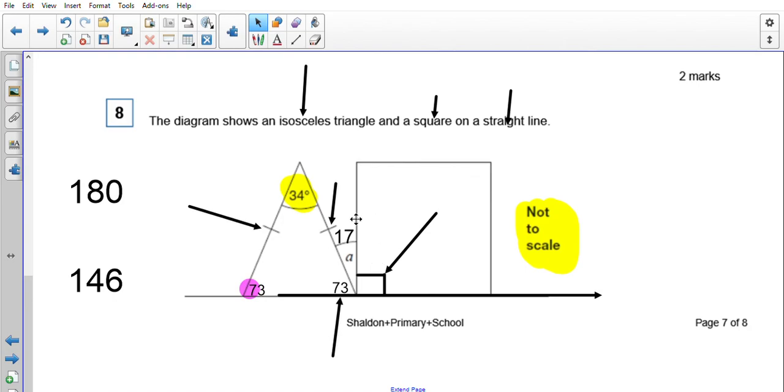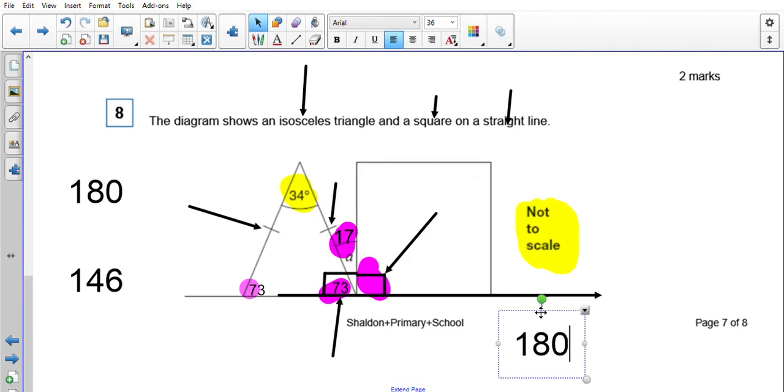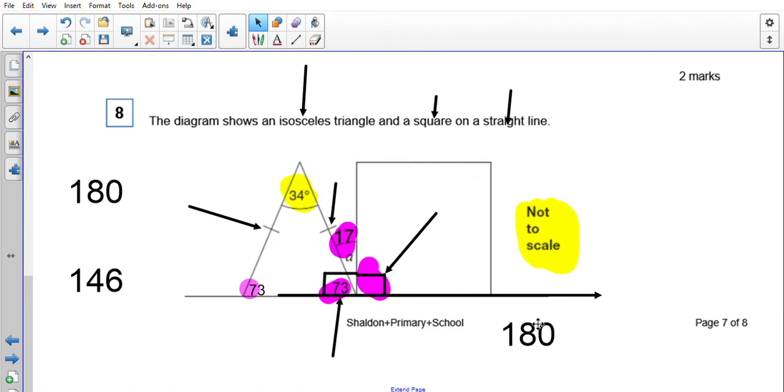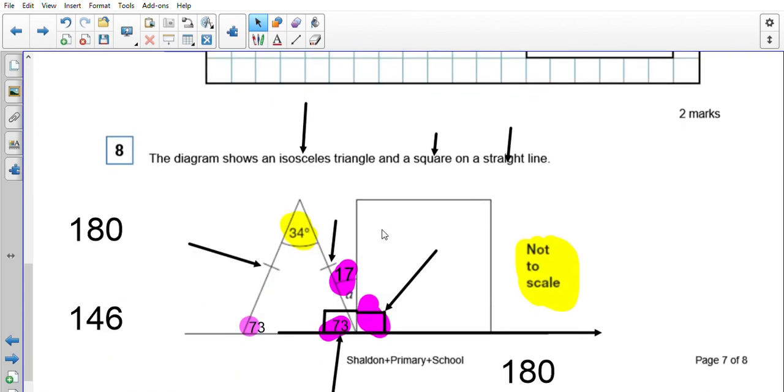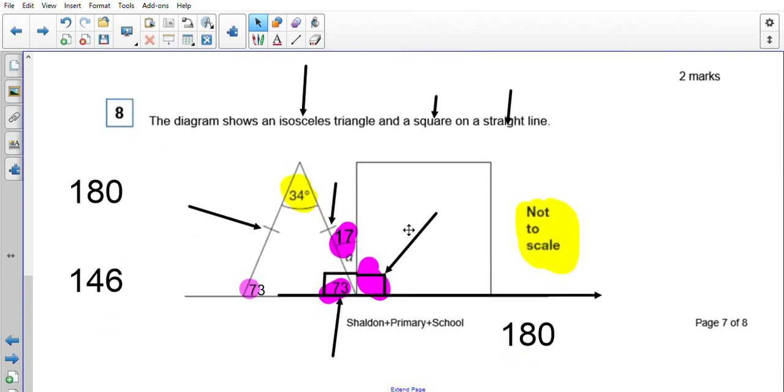17 plus 73 is 90. Look here. 90 plus 90 is 180 degrees. That is my angles on a straight line. Okay, tricky questions, but when you break down the actual calculation, not very difficult. The reasoning is the challenging part inside these questions.